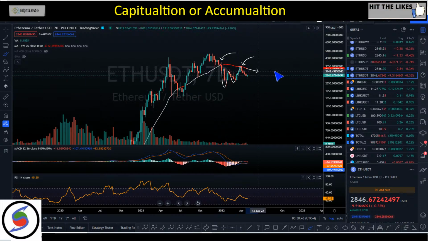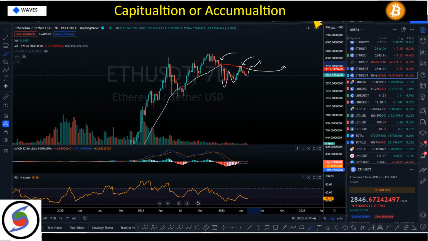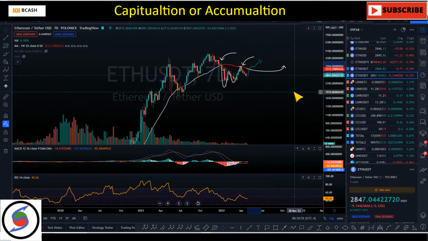So until we get price action to pump above it, right here, we're not going to be in a strong bull trend.